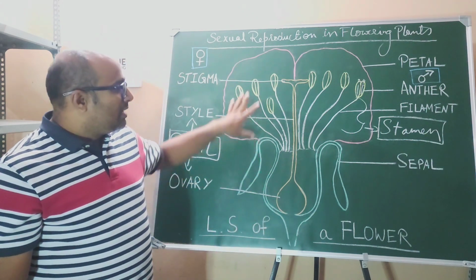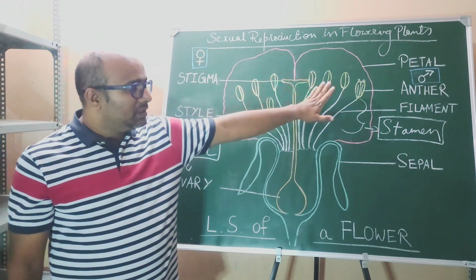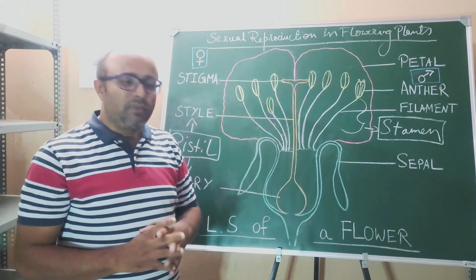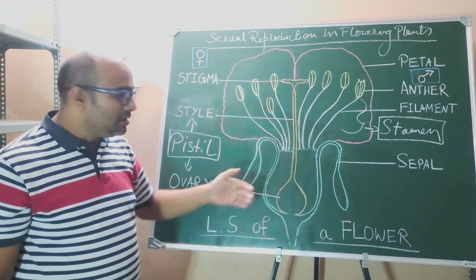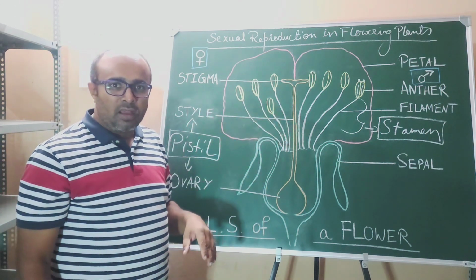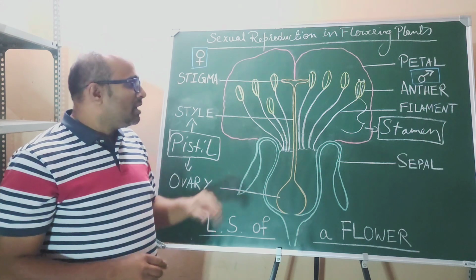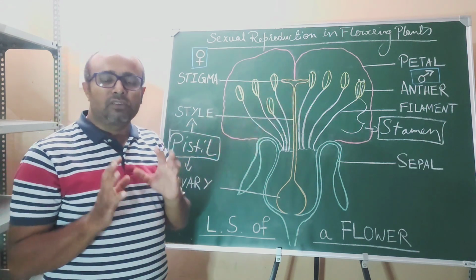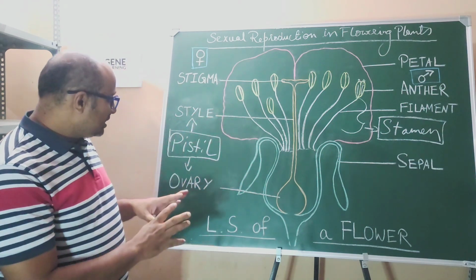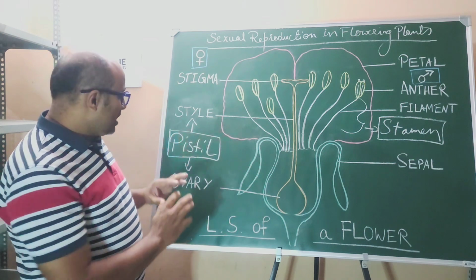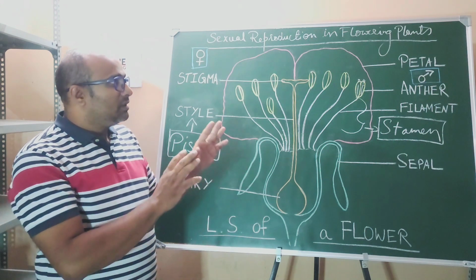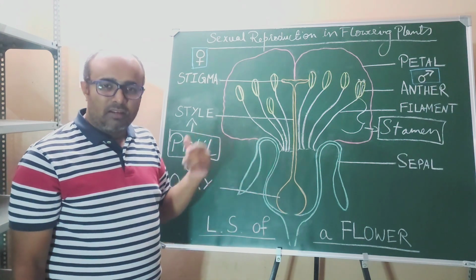Right. Now, these are the different parts of the typical angiosperm flower. This is the LS of a flower, that is the lateral section, where we study the different structures. This is a bisexual flower. When I say bisexual flower, it means that both the male and female reproductive structures are present in the same flower itself. Here we find stamen as well as pistil, collectively. So this is about the flower.